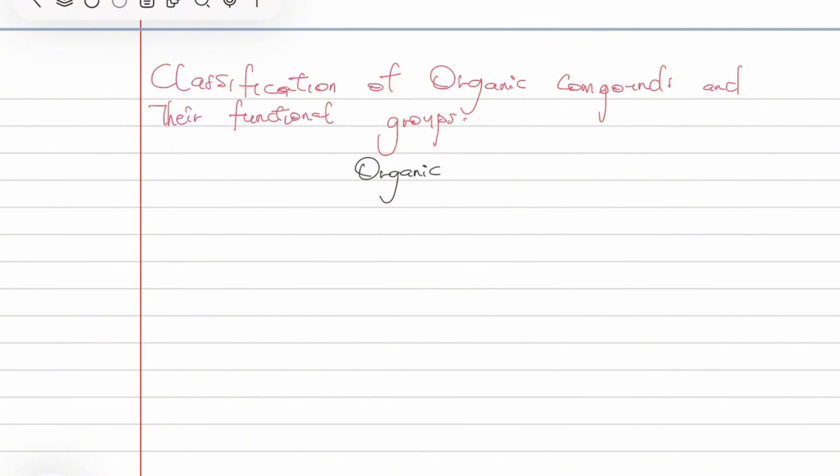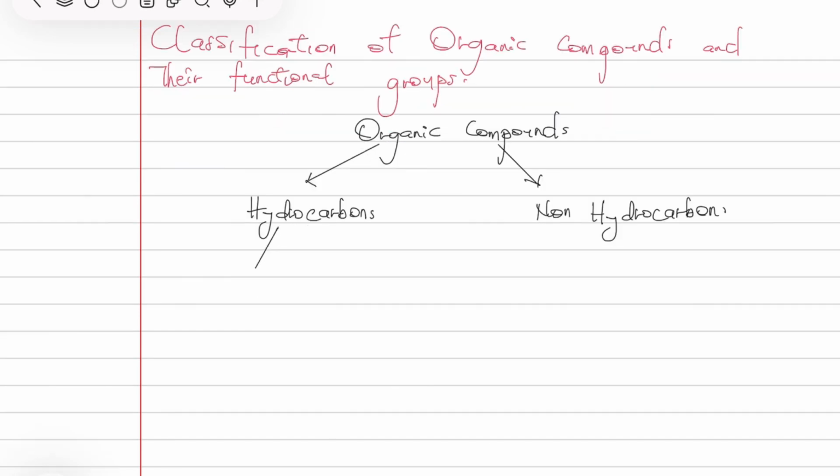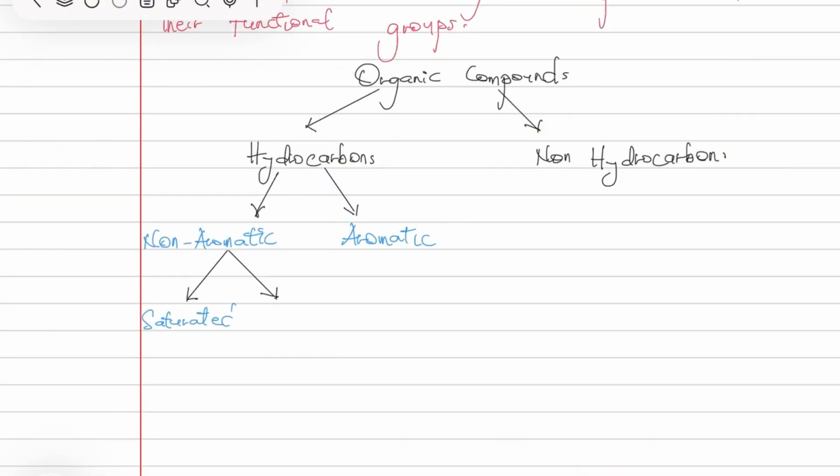Today we'll be discussing the classification of organic compounds and their functional groups. Organic compounds are generally classified as hydrocarbons and non-hydrocarbons. Under hydrocarbons, we have the aromatic and the non-aromatic hydrocarbons. Under the non-aromatic hydrocarbons, we have the saturated hydrocarbons and the unsaturated hydrocarbons.